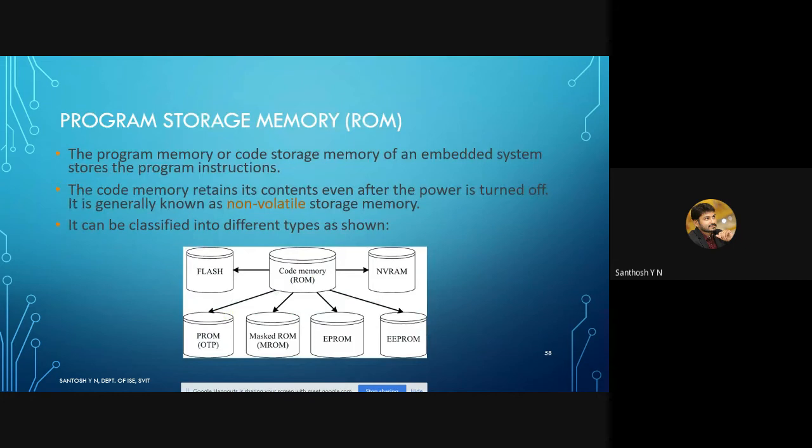Of course, we all know that memory is of two types, that is RAM and ROM. RAM is random access memory, and ROM is read-only memory. Among ROM, we have many types like flash memory or flash ROM, PROM, masked ROM, EPROM, NVRAM, and EEPROM. So these are the different types of memories available in the market. Based on the type of application or the type of embedded system that the user is defining, the person can choose the memory based on its requirements, which is suitable for its application.